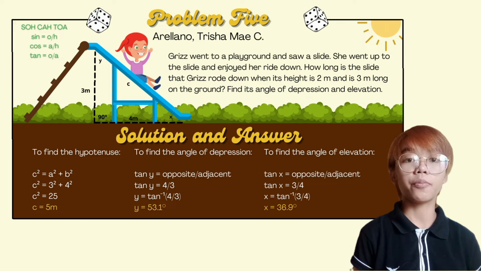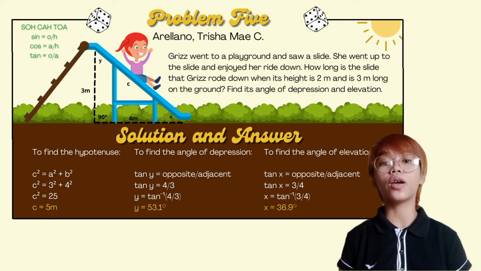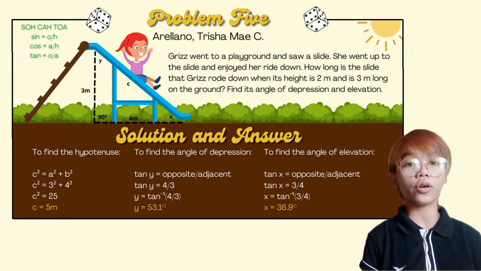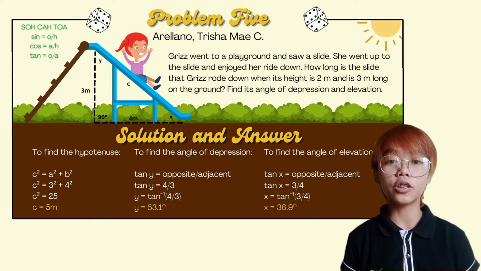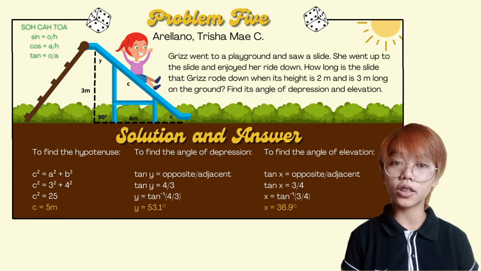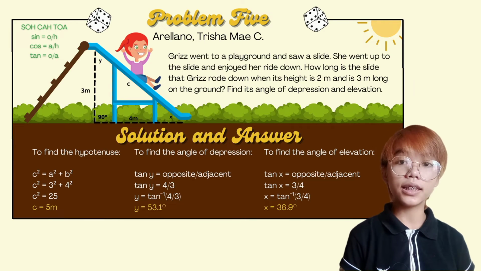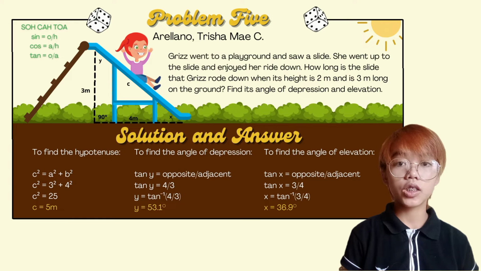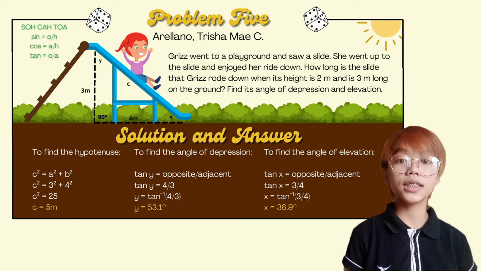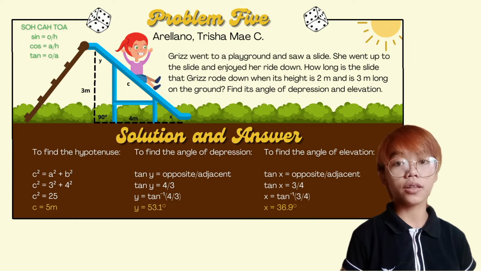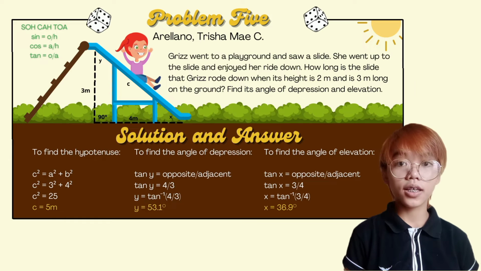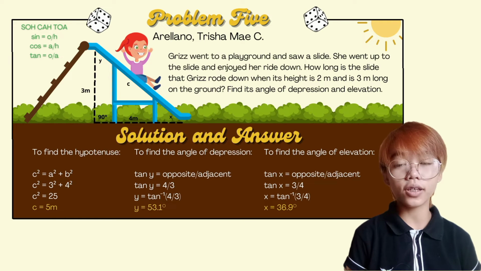First, we need to find the hypotenuse. So to find the hypotenuse, we have the formula c squared is equal to a squared plus b squared. Substitute the given, we have c squared is equal to 3 squared plus 4 squared. Evaluate, we have c squared is equal to 25. Squared both sides, we have c is equal to 5 meters. But the first problem is not done yet. Still, we need to find the angle of depression and elevation.